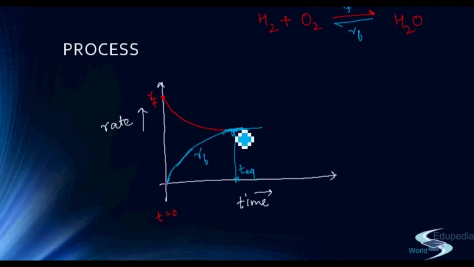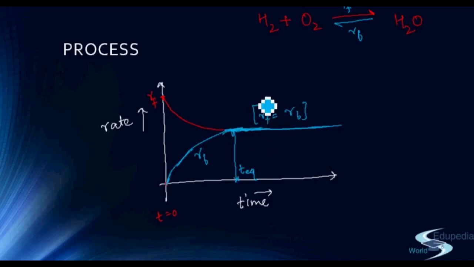That is, after TEQ, rate of forward reaction has become constant, and rate of backward reaction has also become constant, and since they are both equal, you can say they will both move in a straight line together. So what has happened over here? Initially rate of forward reaction kept on decreasing, rate of backward reaction kept on increasing. Finally, after time TEQ, rate RF was equal to RB, and it continued to be so for eternity.